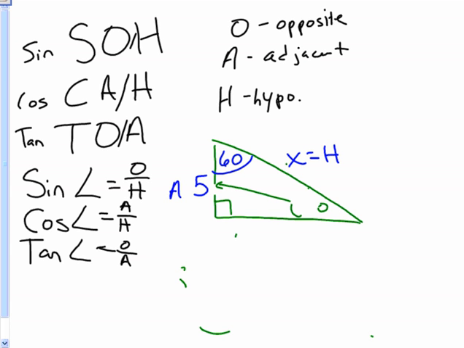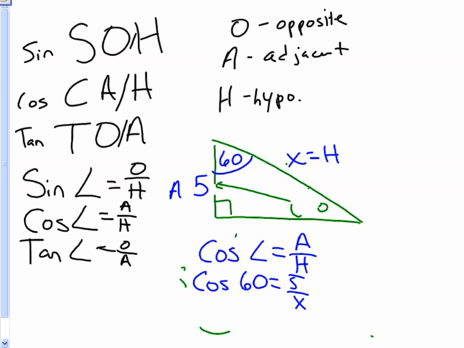SOHCAHTOA. CAH has it, so it's cosine of the angle equals the adjacent divided by the hypotenuse, right? So the cosine of 60 is equal to the adjacent, 5, over x, right? Put this over 1. Cosine of 60 is a number. You can figure out what that number is. Don't worry about it right now. What am I going to do? I'm going to do 5 times 1 and then divide by whatever the cosine of 60 is.